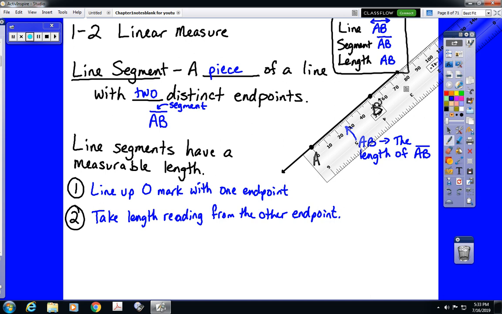Now, that's 53 centimeters on my board. If you're looking at the notes themselves, you should get a measurement of approximately 3.4 centimeters or 1 3/8 of an inch. So that's how you take a measurement with a ruler.